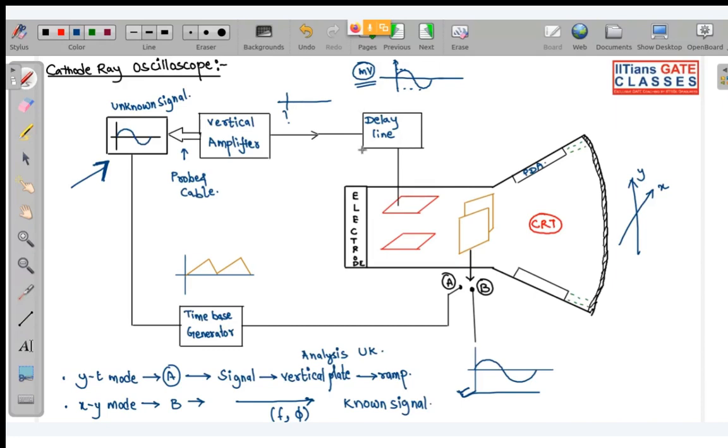So basically this delay line, what does it do? It synchronizes this signal once again with respect to the time base signal. So there is a negligible amount of phase difference between your amplified signal and your time base signal. Is it clear? That is the purpose of your delay line. Any doubt, anyone? Okay, so once again start noting.